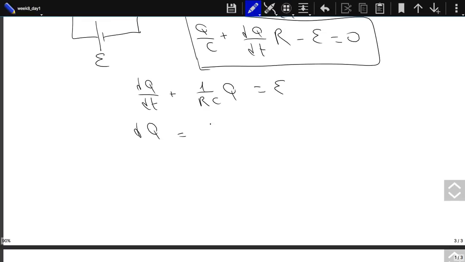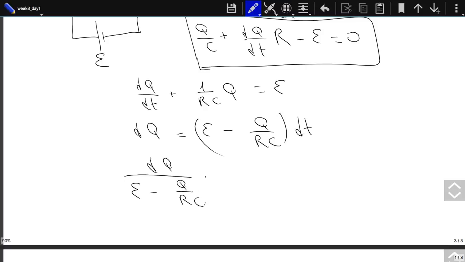Or dQ should be equal to epsilon minus Q over RC times dt. So if I wait a very small amount of time dt, when the charge in my capacitor is Q, the change in charge in this amount of time dt will be given by this expression. Do you agree? Let me also rewrite it in this form: dQ divided by epsilon minus Q over RC should be equal to dt. So this just relates the change in time to the change in charge.